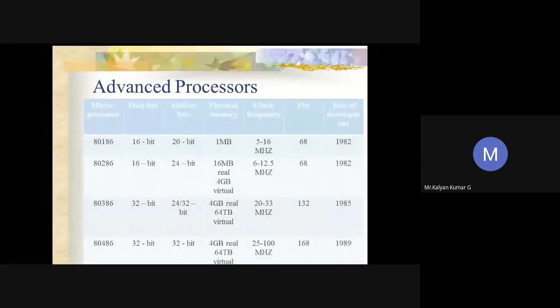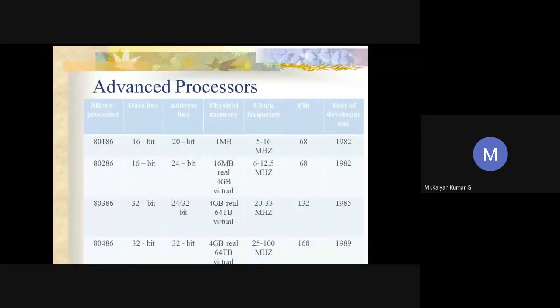So 80186 and 286 both have a 16-bit data bus, which means similar to your 8086. Whereas 80386 and 486 have a 32-bit data bus. So you can imagine it works on 32 bits with the help of a 32-bit ALU.